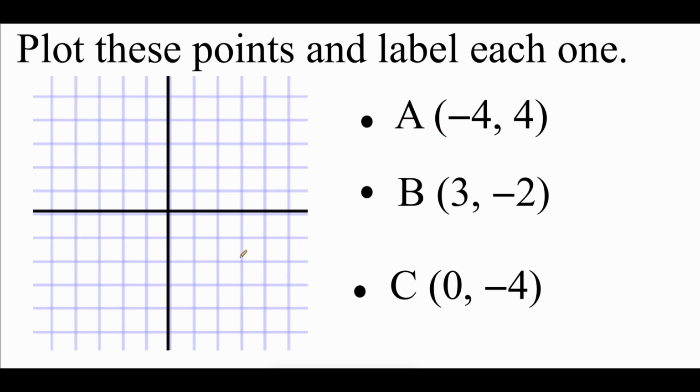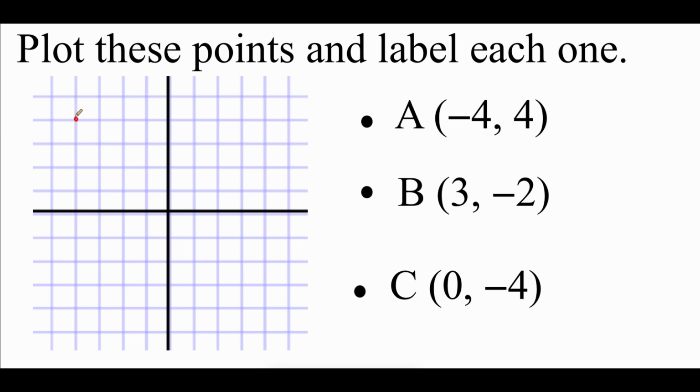Now this example goes the opposite direction. So I'm giving you coordinates for 3 different points, and we want to plot them out on this grid. So A is at the point negative 4, positive 4. So that negative 4 x value means that we need to go left 4 spaces from the origin. So 1, 2, 3, 4. But then the positive 4 y value means we need to go up 4 spaces. So 1, 2, 3, 4, up.